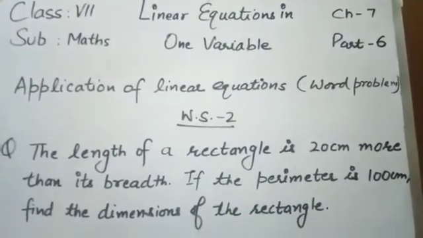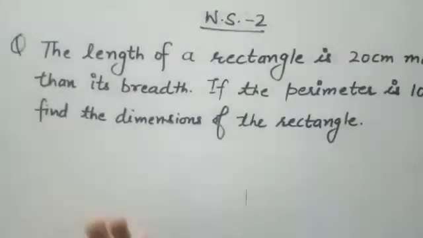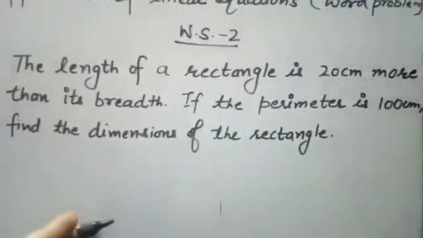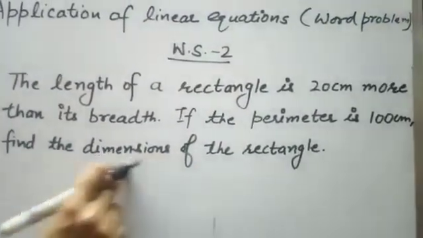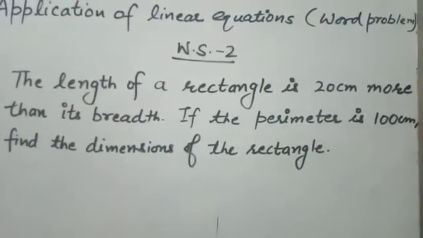The first question I have written here: the length of a rectangle is 20 centimeter more than its breadth, and the perimeter of that rectangle is given to you as 100 centimeter. You need to find the dimensions of the rectangle. What does the word dimension mean? You have to find the length and the breadth of the rectangle.